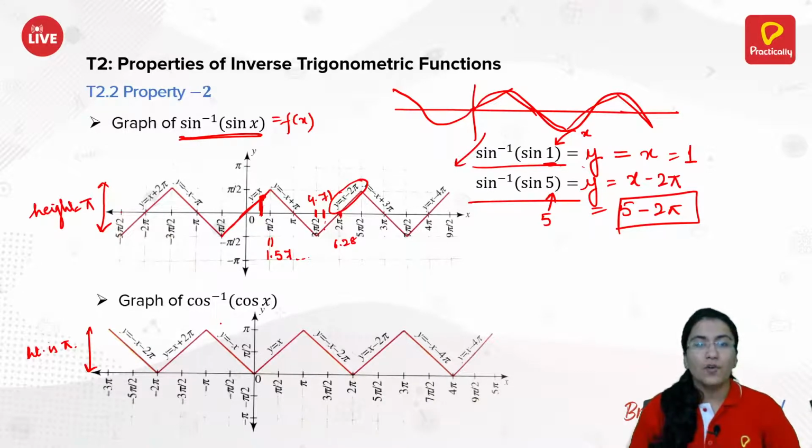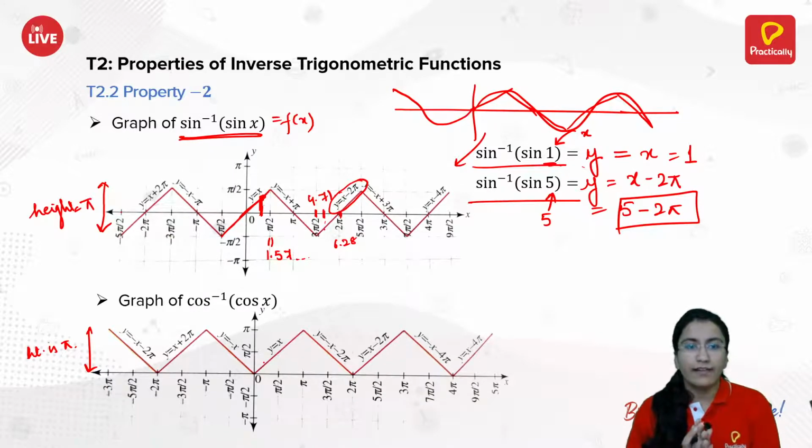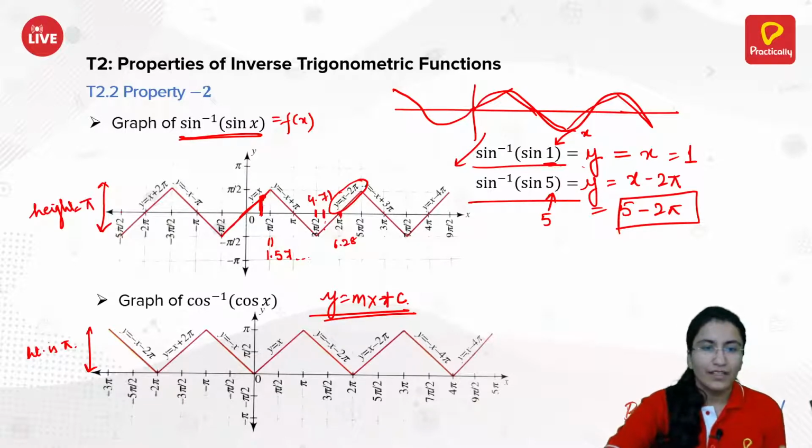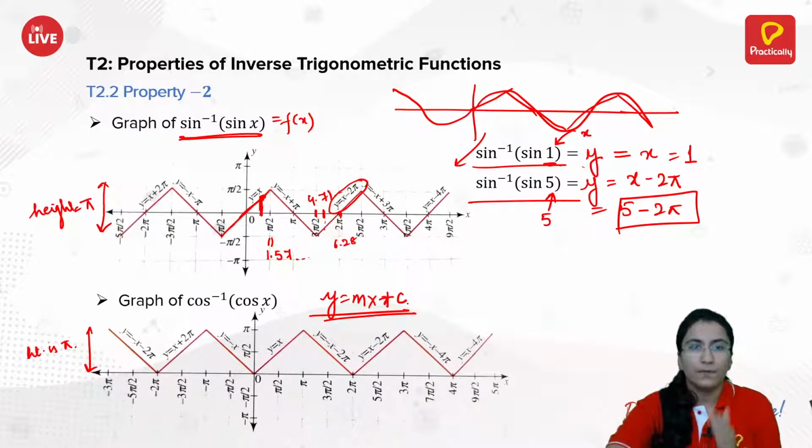So for cos inverse of cos x, you have these lines with you. You can write the equation of each line very easily using the slope intercept form, y equal to mx plus c. If you know this, you can write the equation of each line very easily. Okay, this is the graph for cos inverse of cos x.